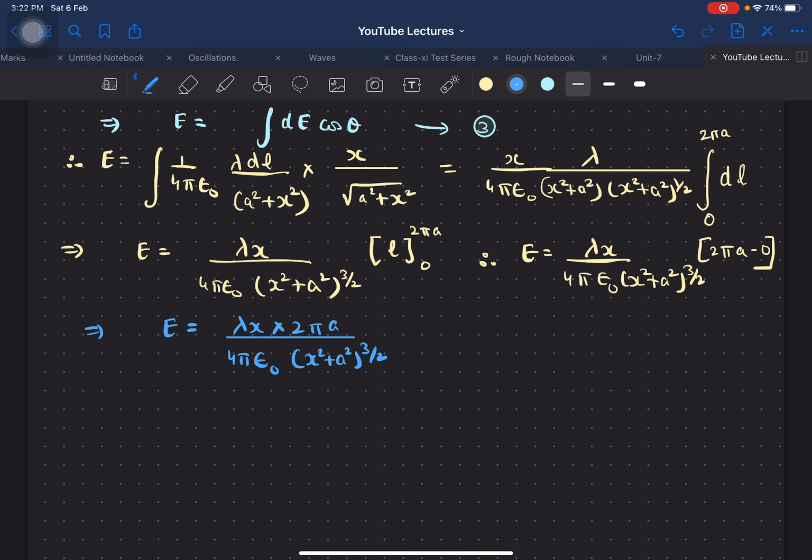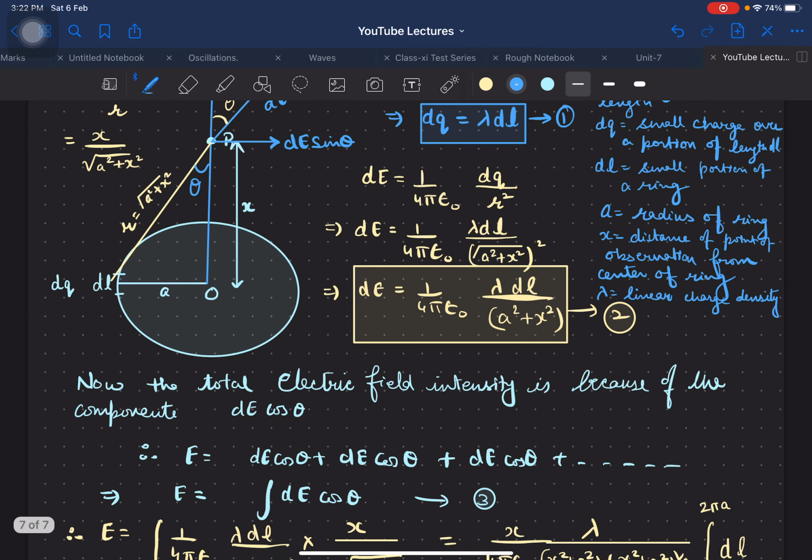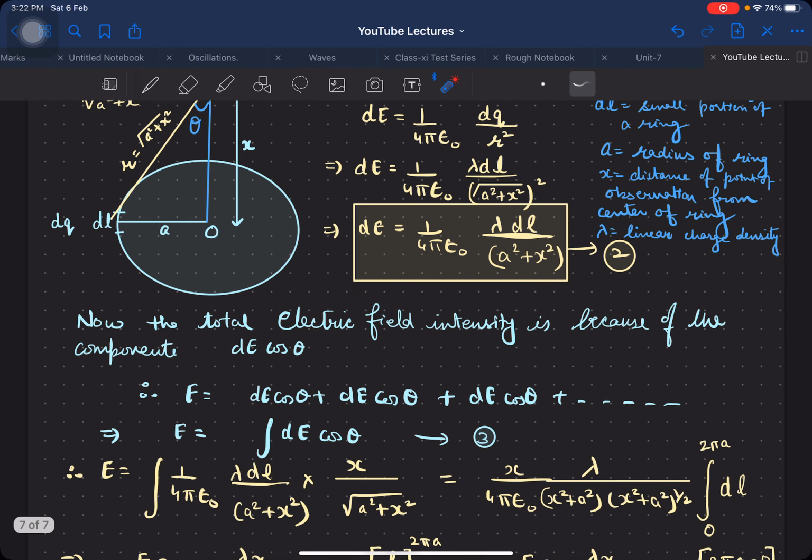Now 2 pi a is the length of the whole ring. As I told you earlier, if we just cut the ring from this point and try to open it up, we will get a straight line. So lambda, the value of linear charge density, is equal to total charge q upon total length 2 pi a. This implies total charge q is equal to lambda into 2 pi a. I have just multiplied this term over here.